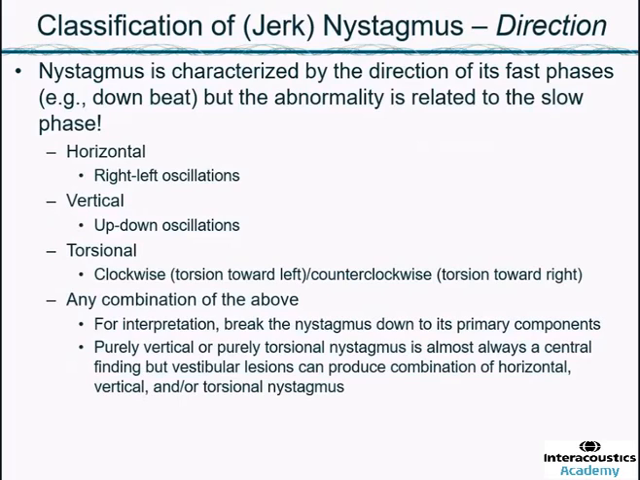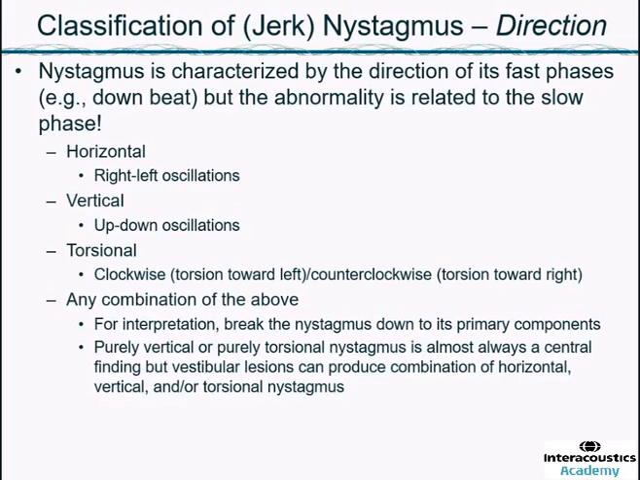So as far as the direction, the nystagmus can be horizontal, which is right-left oscillations. This is the most common type of nystagmus we see in the clinic. It could be vertical, which is up and down oscillation of the eye movement. And then it could be torsional. Now, first of all, I want to clarify, there are times that people think that the combination of horizontal and vertical nystagmus equates to torsional nystagmus. That's not the case. Torsional nystagmus can be purely torsional with no horizontal and vertical component.